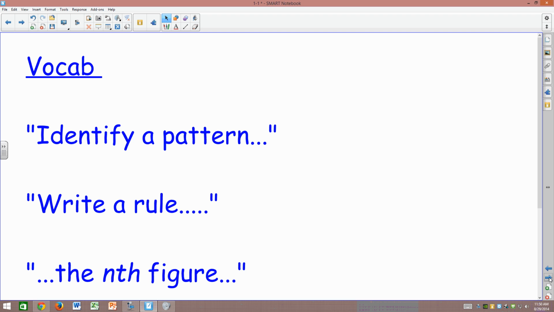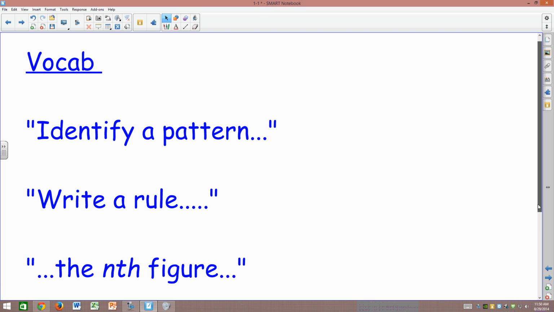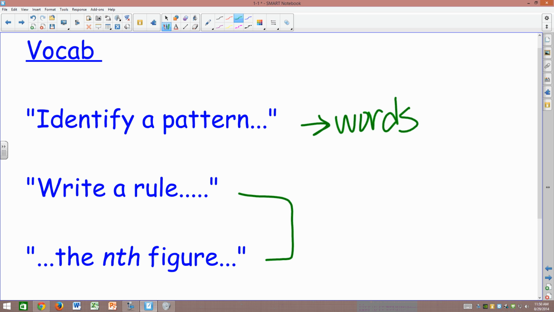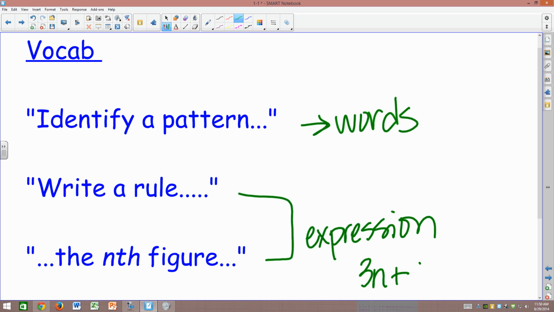All right, some vocabulary. You have to realize what they're asking you in the directions. So if it says identify a pattern, this means do it in just words. So describe. So that was kind of the first problem that we did. We used describe or identify. The next two kind of mean the same thing, right? Yes. So write a rule and find the nth figure. So that is where you really have to write the algebraic expression. There you go. Good example.